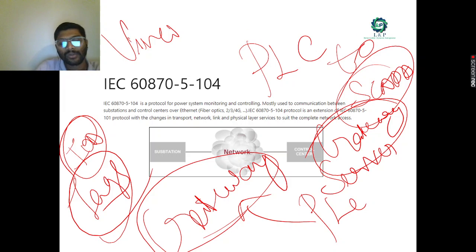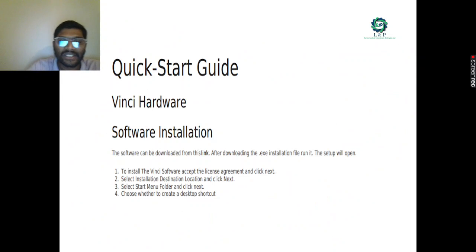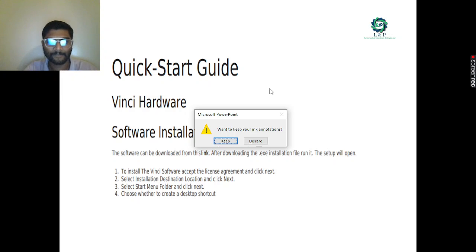Most importantly, in the substations you have different networks and control centers. So for secure communication, you can go with this IEC 104. With a simple example you're going to see here. As I told earlier, you can install the software by searching for Vinci. You can try to install this.